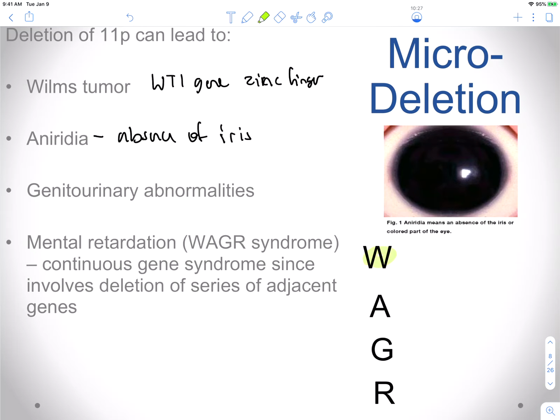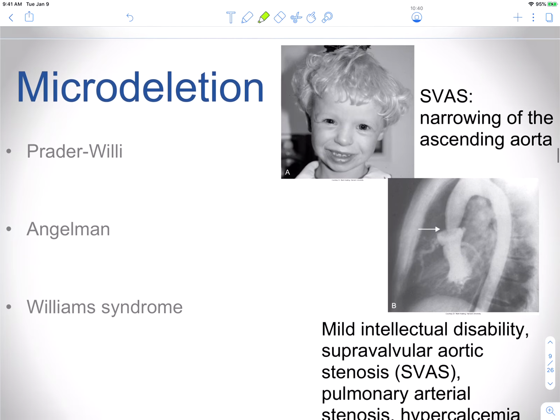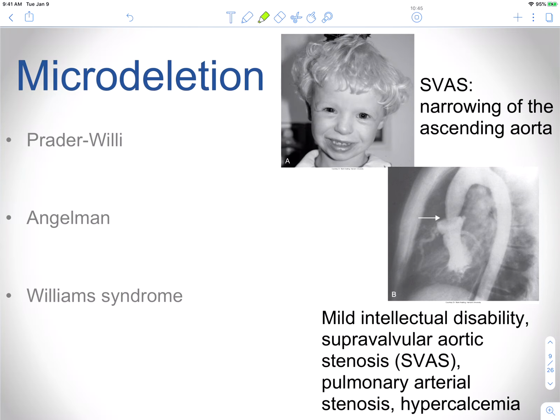So we have the W for the Wilms tumor, the absence of the iris, genitourinary abnormalities, and then the mental retardation. And so this is, again, associated with the 11p chromosome. There's a microdeletion with respect to Prader-Willi or Angelman syndrome, so 70% of Prader-Willi cases are due to a microdeletion. And these are going to be a paternal chromosome 15q.